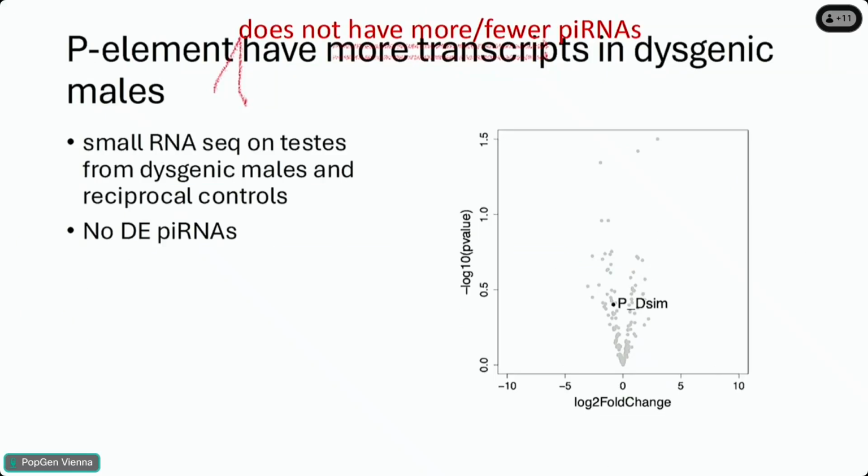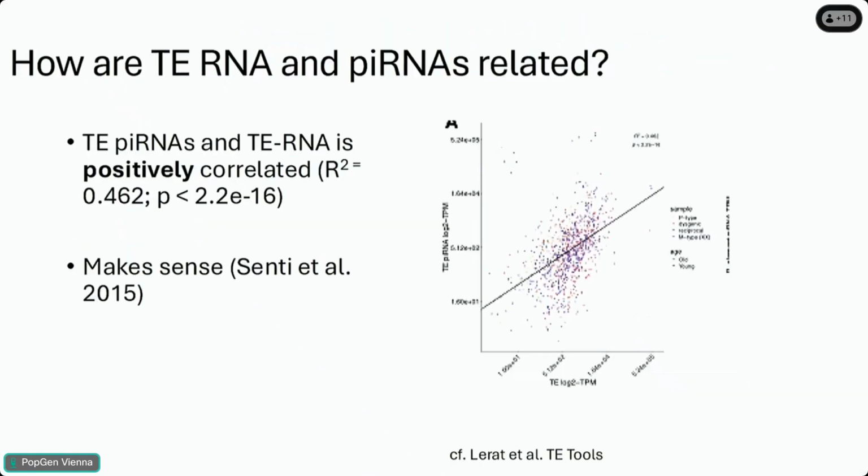Nothing's going on in general, and the P-element is unremarkable even by those standards. There's the same number of piRNAs in the dysgenic and the reciprocal flies. It's not like the reciprocal flies have lots more piRNAs, and that is helping suppression.